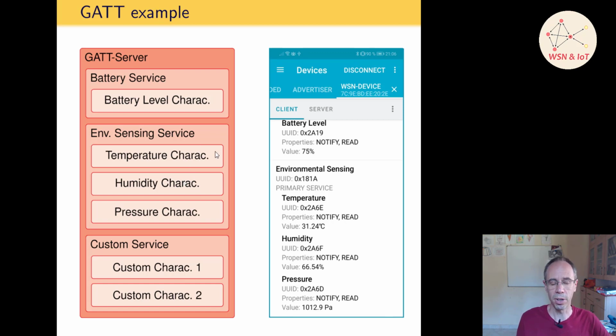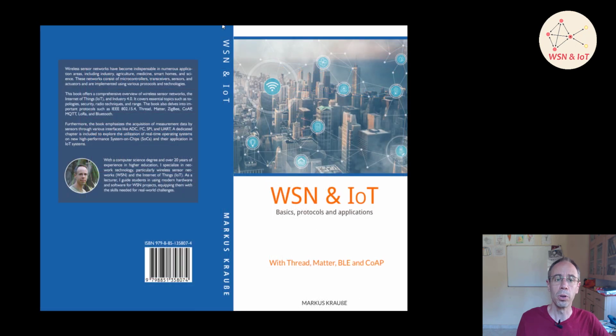If you don't know about the characteristics and the service, how it's functioning, and the GATT module and so on, take a look at the first video from this series, the theoretical part. Or you can, of course, also buy my book on Amazon about WSN and IoT. There you also find a chapter about Bluetooth Low Energy, and it's explained in detail what a characteristic is and how the stack is working and so on.